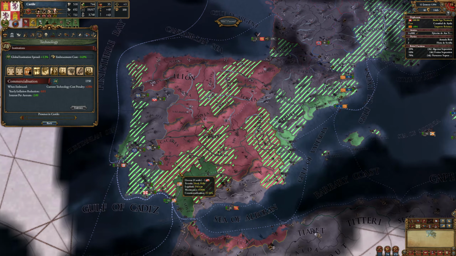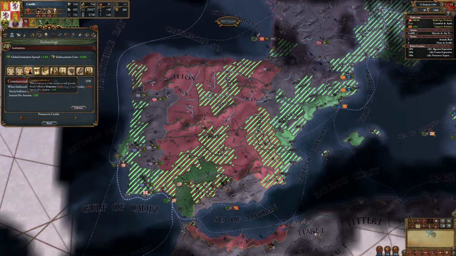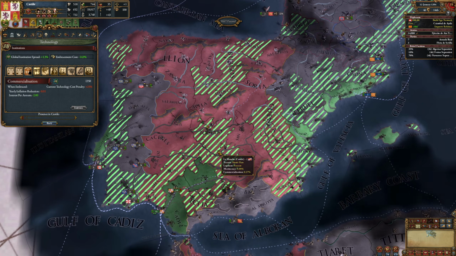Today we're going to talk about technology and institutions. This is not going to be a super in-depth one looking at every institution and all of the factors. I'm just going to show you where to find the relevant information.